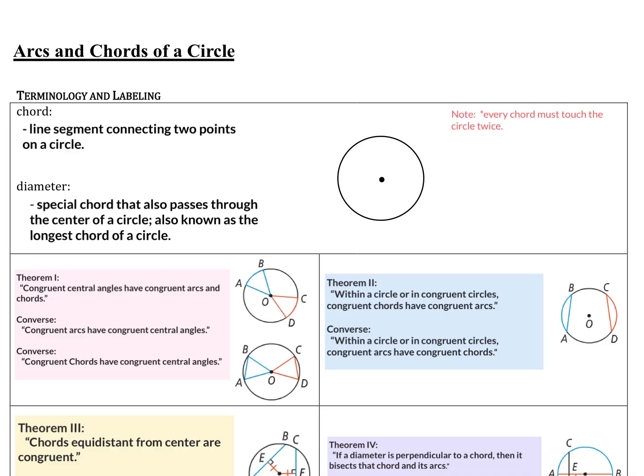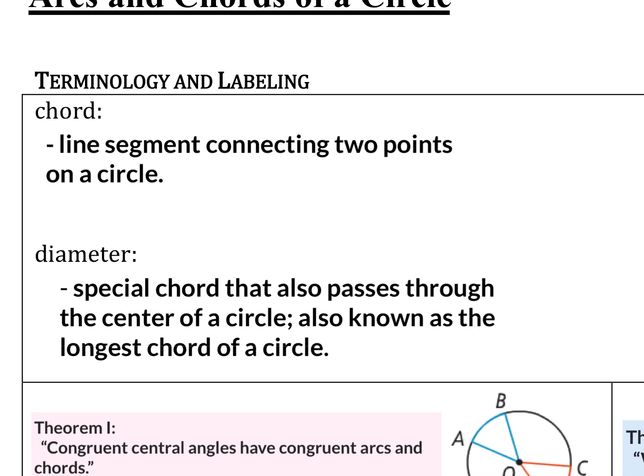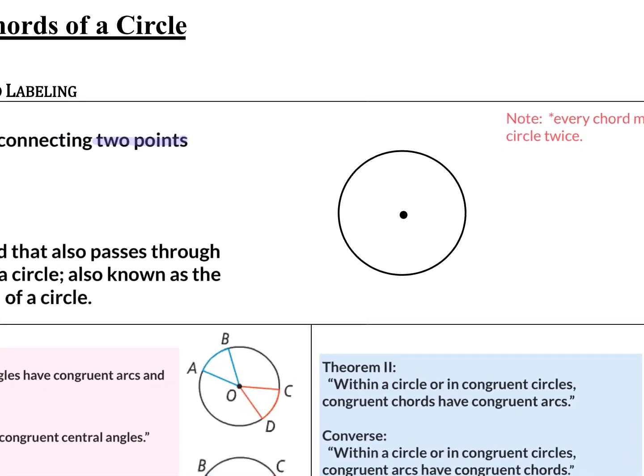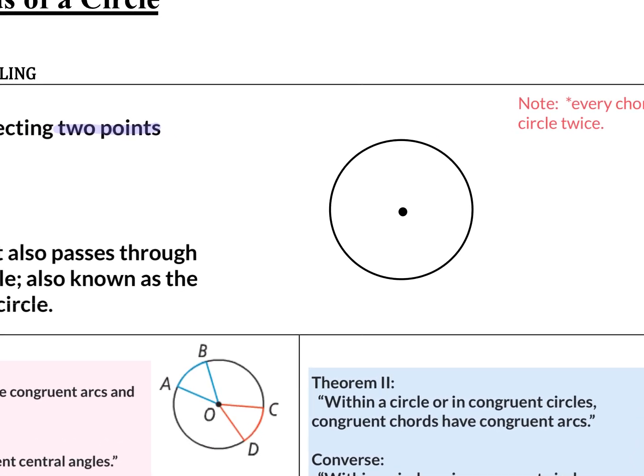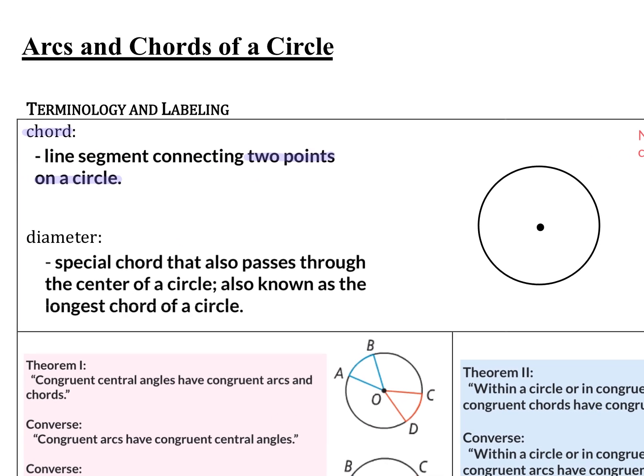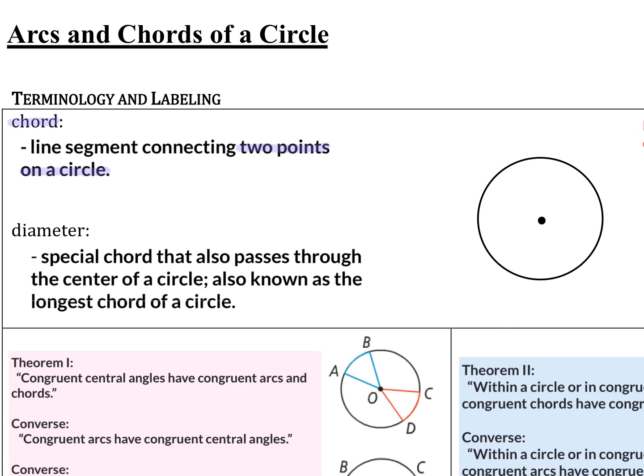Arcs and chords of a circle. Let's look at some terminology and labeling. So let's look at the word chord. Chord: a line segment connecting 2 points on a circle. Here is a circle, so we're going to create a chord. It's a line segment connecting 2 points on a circle, so I can create one from 1 point here to 1 point there. I'm going to create a chord like that.